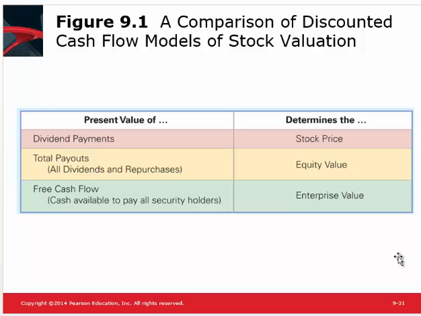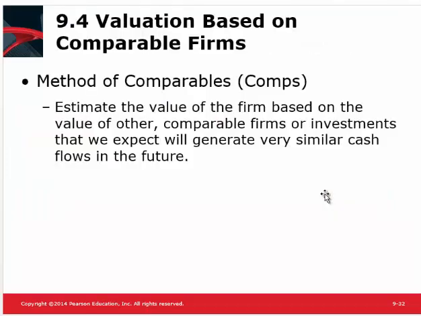So how do these discounted cash flow models ultimately work, right? Dividend payments, right? The present value gives us a stock price. If you look at total payouts, that talks about equity value. If you look at free cash flow, it's ultimately determining the enterprise value of the company. So there are several different techniques, and they all address a different way of addressing the value of the company.